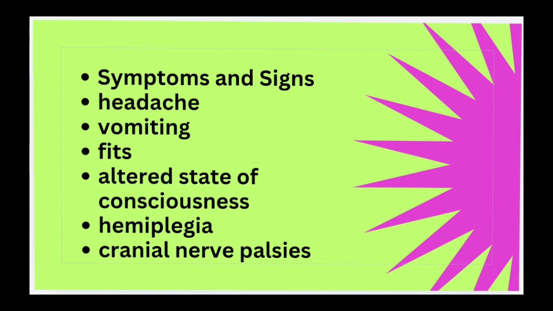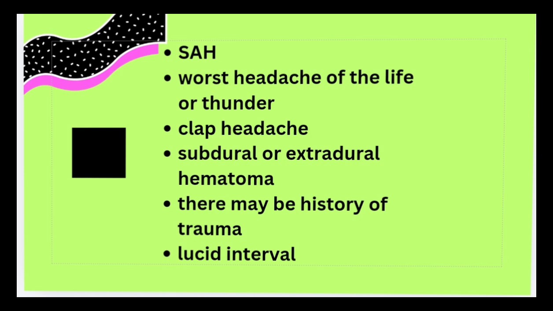For example, if posterior cranial fossa structures are involved, then the third, fourth, and sixth cranial nerves can be involved. While in anterior circulation, the seventh nerve can be involved. Then there can be cerebellar features as well if a cerebellar hematoma is present. So depending upon which area of the brain is involved, there can be different kinds of manifestations. In subarachnoid hemorrhage, the patient usually presents with the worst headache of life or thunderclap headache.